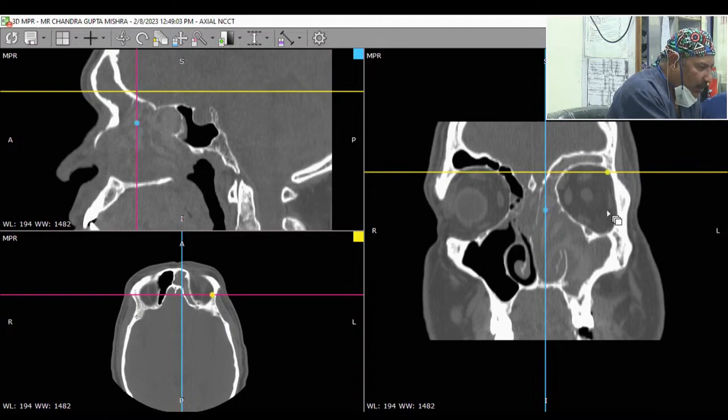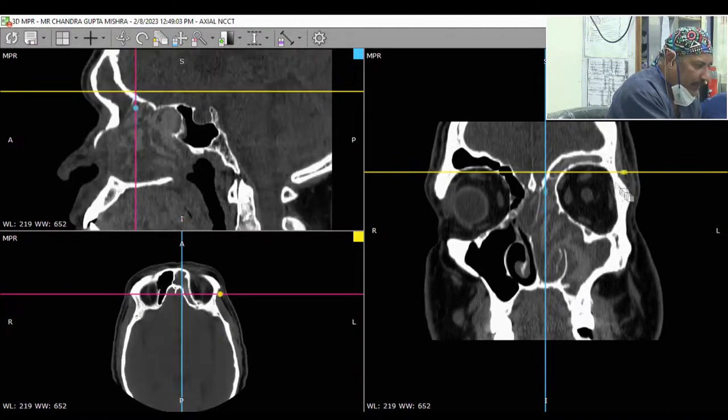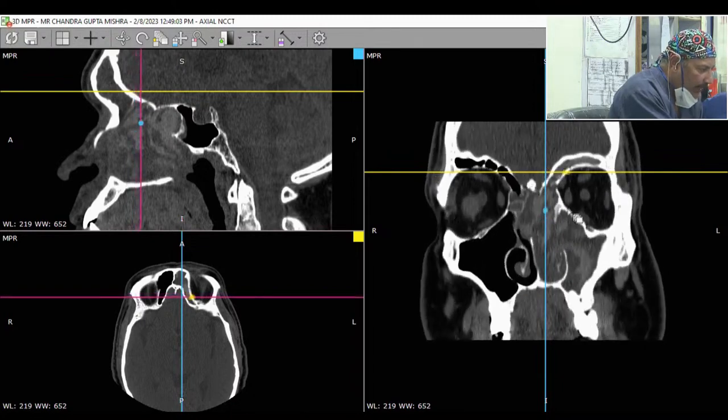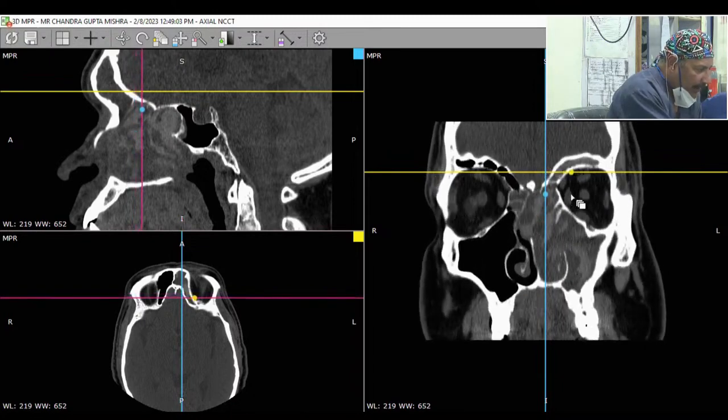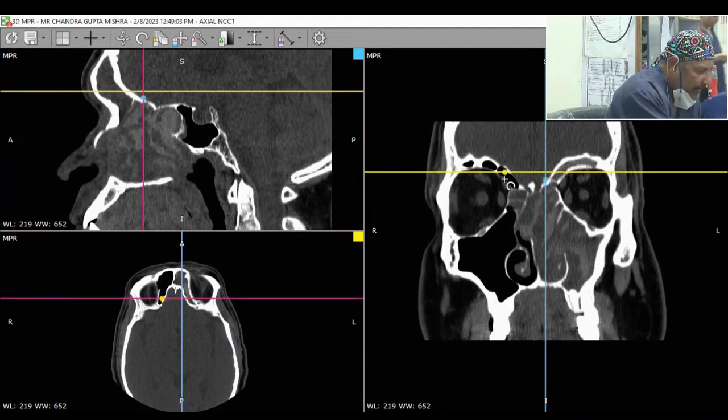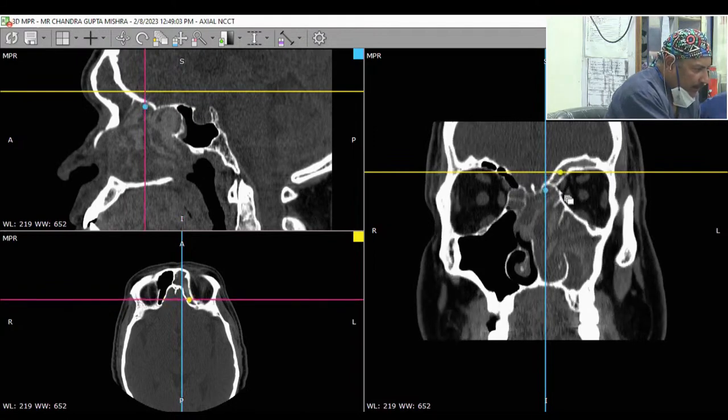Now see inside the orbit. I wanted to show something inside the orbit by changing the intensity and window setting. This is the optic nerve. This is the medial rectus. This is the superior oblique. Now as I go behind, see at the confluence of the medial rectus and superior oblique, here, this is the beaking of the orbit.